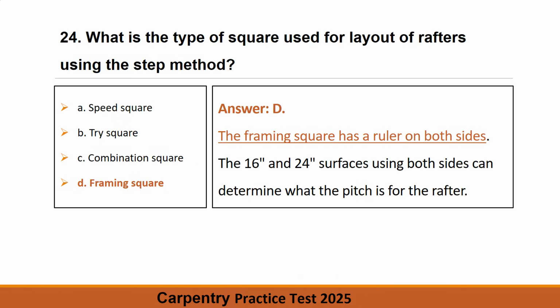Answer: D. The framing square has a ruler on both sides. The 16-inch and 24-inch surfaces, using both sides, can determine what the pitch is for the rafter.